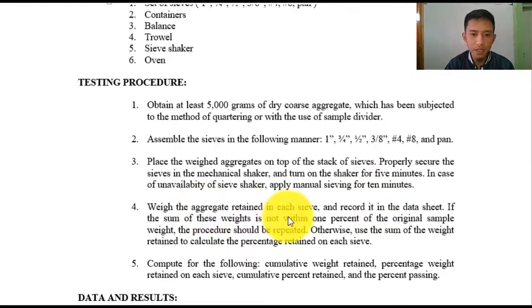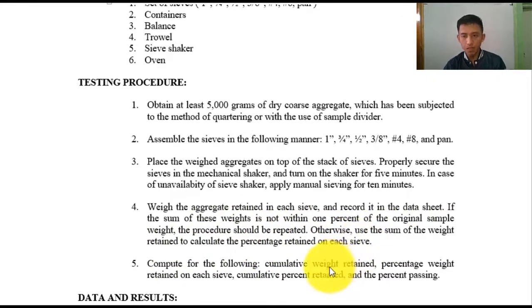Weigh the aggregate retained in each sieve and then record it in the data sheet. If the sum of these weights is not within 1% of the original sample weight, the procedure should be repeated. Otherwise, use the sum of the weights retained to calculate the percentage retained in each sieve.